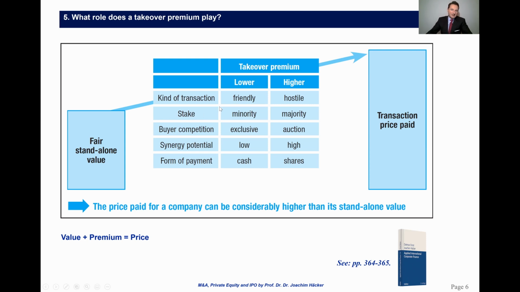And last but not least, the kind of transaction. In a friendly takeover, the takeover premium tends to be lower. A hostile takeover usually comes with a relatively high premium because you're directly contacting the shareholders, not the management. And how can the shareholders be convinced that you are the one that should buy that company, and you are not a black knight but a white knight? Well, by offering a nice takeover premium.